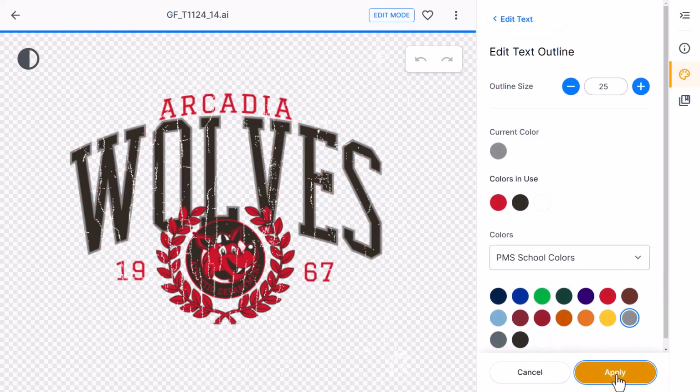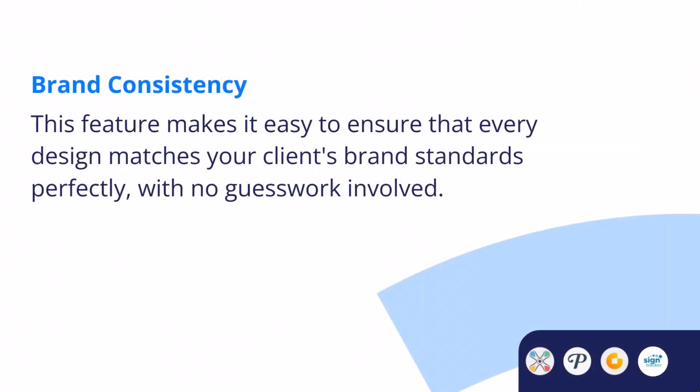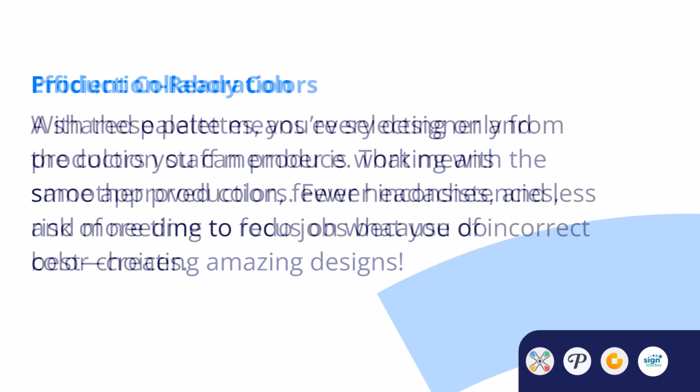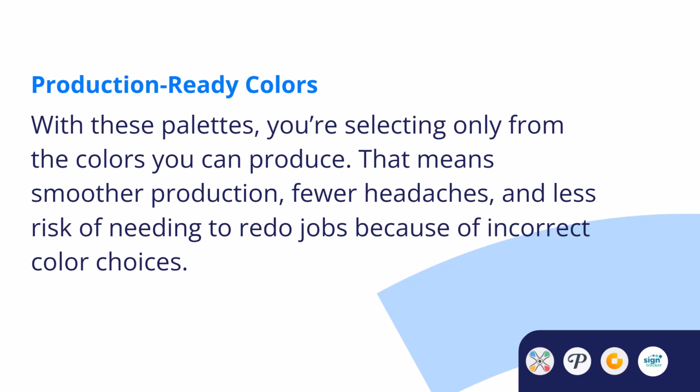What makes the color palette feature so useful? Brand consistency. This feature makes it easy to ensure that every design matches your client's brand standards perfectly with no guesswork involved. Efficient collaboration. A shared palette means every designer and production staff member is working with the same approved colors. Fewer inconsistencies and more time to focus on what you do, which is creating amazing designs. Production-ready colors. With these palettes, you're selecting only from colors you can produce. That means smoother production, fewer headaches, and less risk of needing to redo jobs because of incorrect color choices.